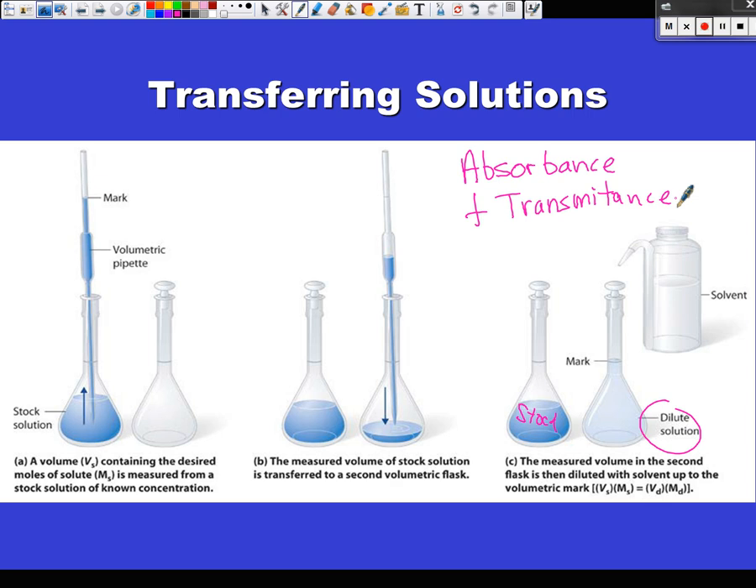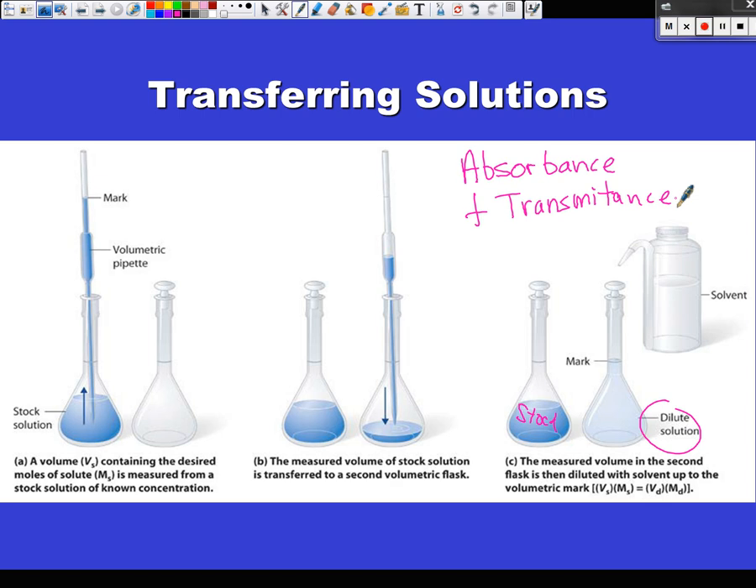Okay. So in terms of a stock versus dilute, now listen to the way I ask this question. Which one would have a higher absorbance? Stock. Why? Bingo, there's more particles in there to absorb the light, which means you have a higher concentration. So when we have these things, the dilute solution should potentially be a lighter visible color.